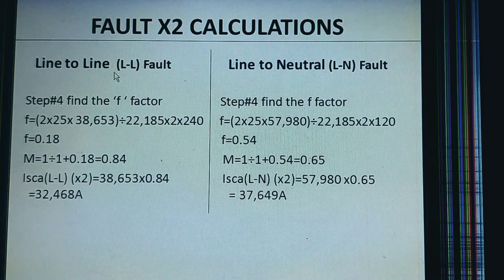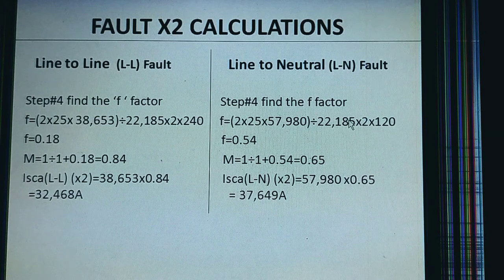So for the line to line fault, we have to find the F factor, and we have already determined the formula for the F factor in the line to line. This is a 2 for the single phase and 25 feet, and this is the short circuit at the base terminal. This is 38,653 divided by the C factor of the 500 kcmil, 22,185, times 2, because this is 2 sets. Okay, you have a parallel 2 sets times 240 volts. You have this 0.18, and we go to this line to neutral, the 2.